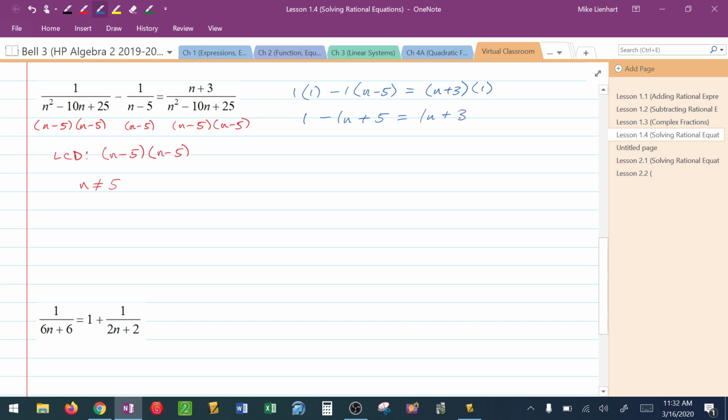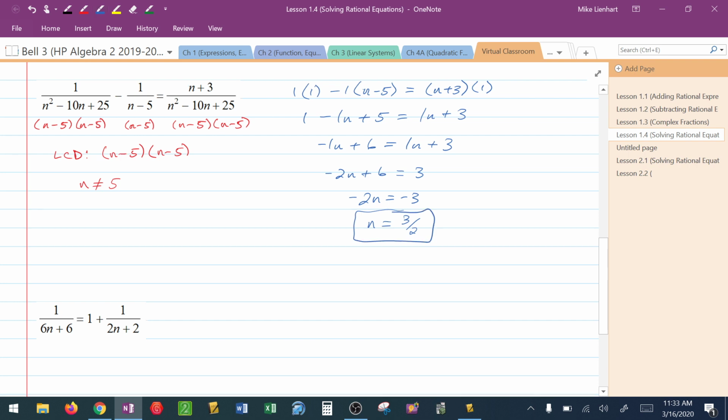Okay, I'm going to combine my like terms still. I have negative 1n plus 6 is equal to 1n plus 3. I'm going to move the n's to the left, so I have negative 2n plus 6 is equal to 3. I'm going to subtract 3, negative 2n is negative 3, and divide by negative 2, I get n is 3 over 2. 3 over 2 is not restricted. I'm pretty confident in that solution.